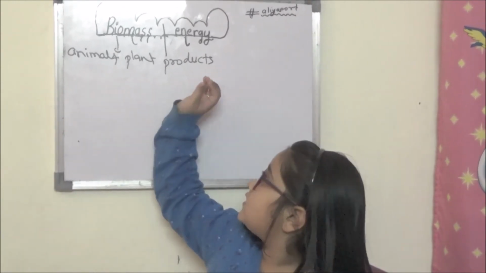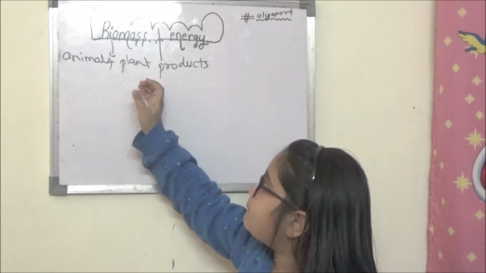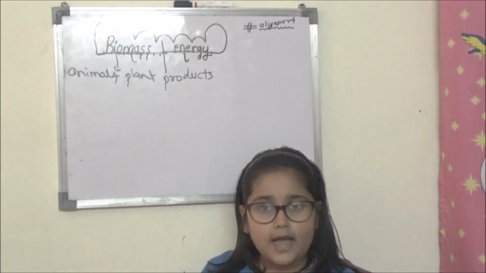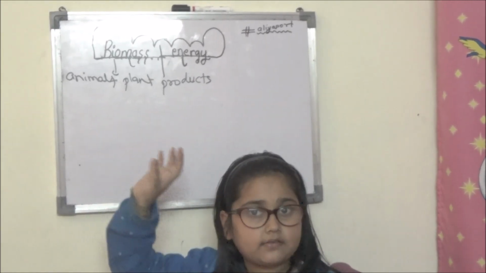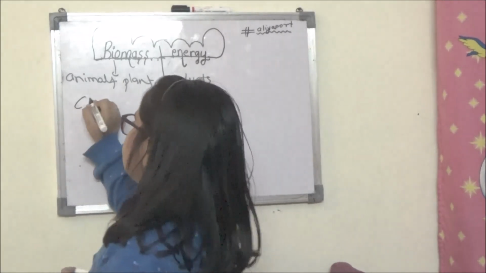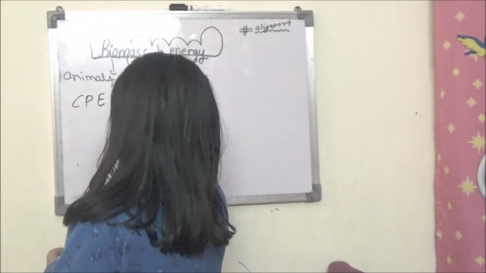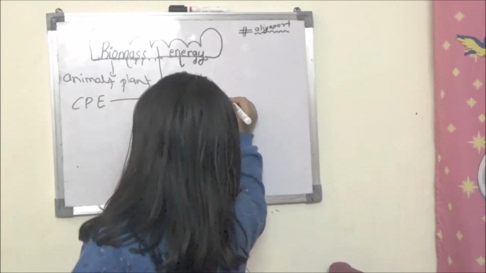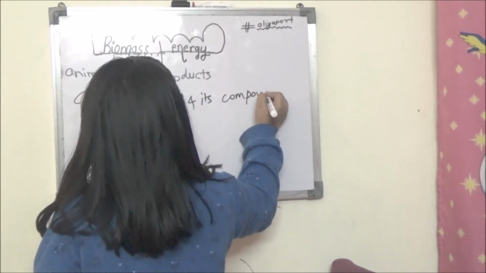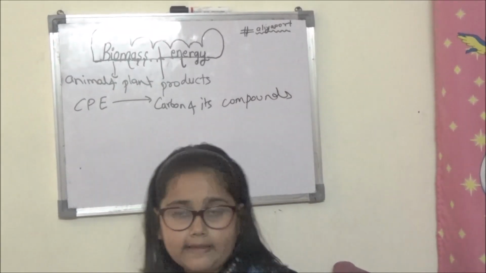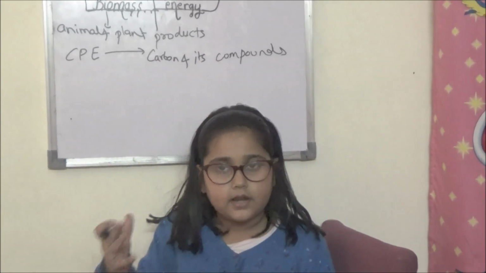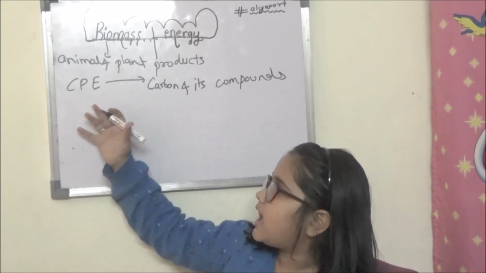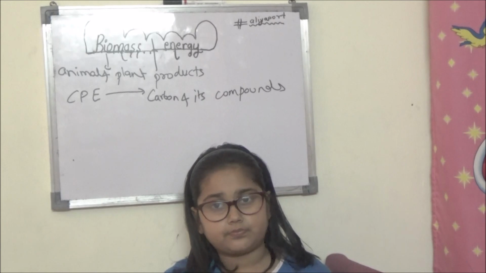So, what is biomass energy? It is the energy which we obtain from biomass. And what is biomass? Animal and plant products. Biomass has energy. What energy does it have? Chemical potential energy. Why? Because it is made up of carbon and its compounds, and that means there are a lot of molecules. That is, there is a lot of bonding, and if there are bonds, then chemical potential energy is stored in the bonds. So biomass has chemical potential energy.